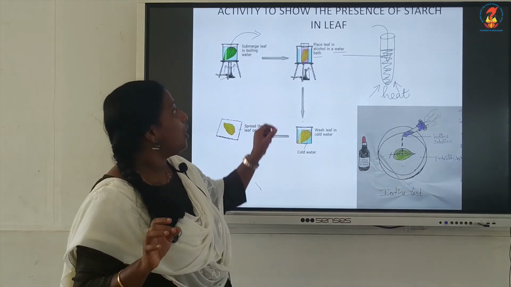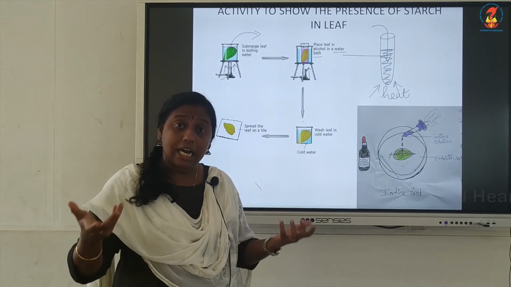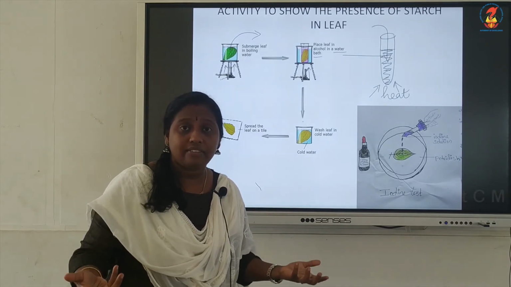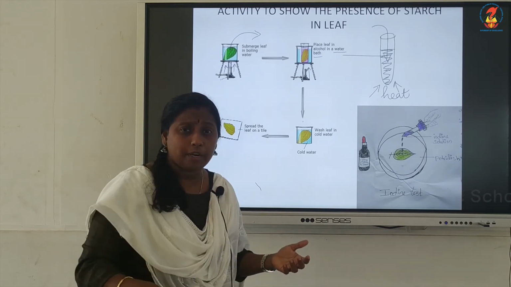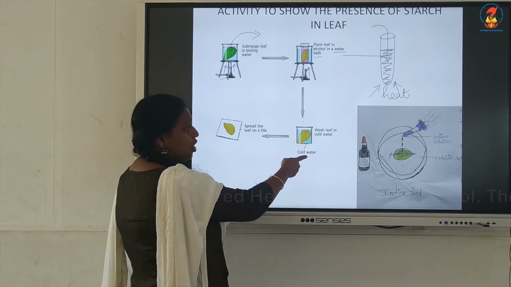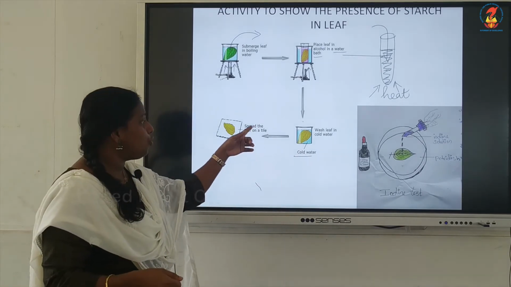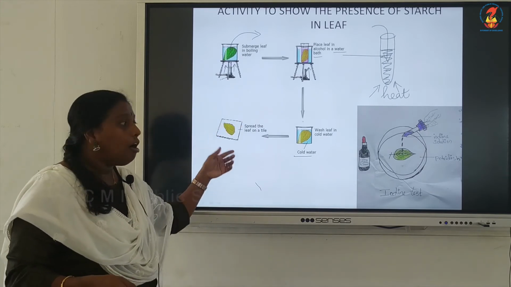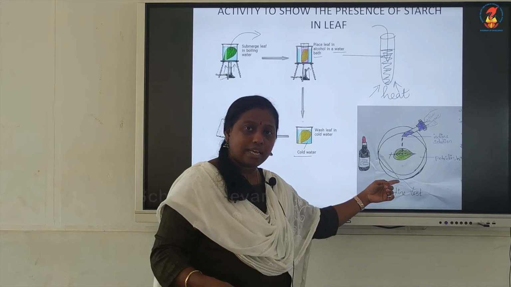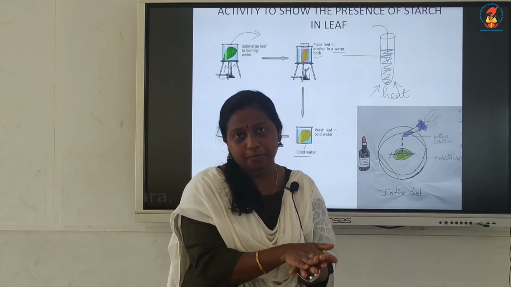Clear? Now you take that leaf from the alcohol, the decolorized leaf, the leaf which is not having green color anymore. You take out that leaf, you wash the leaf properly, and once you wash it, you are using cold water for washing the leaf. After washing, what you do? You keep the leaf on a piece of white tile or on a petri dish like this, or on any other plain surfaces. You just keep the leaf.